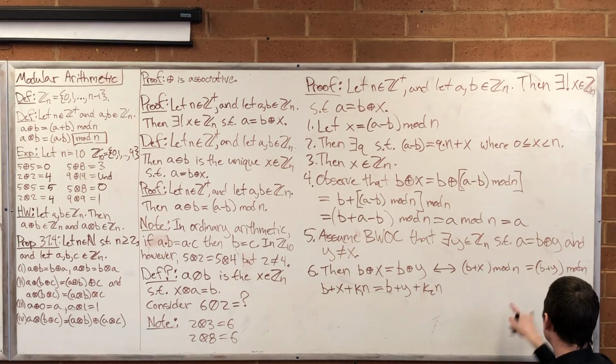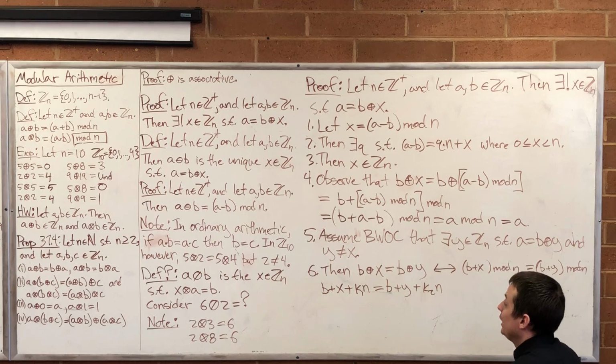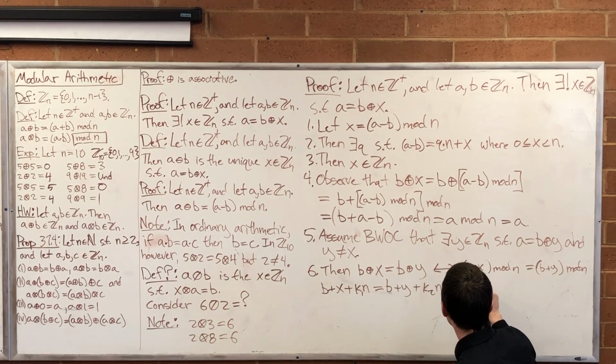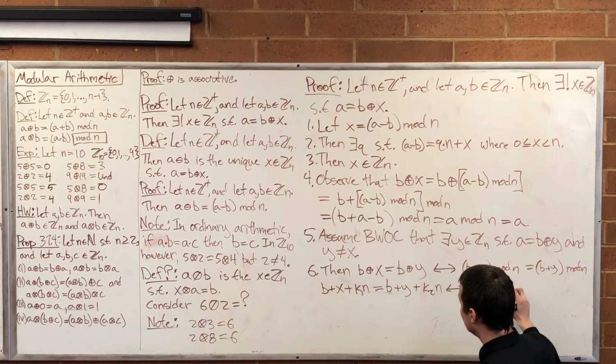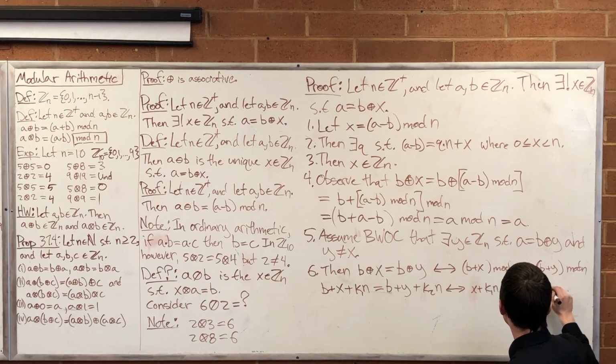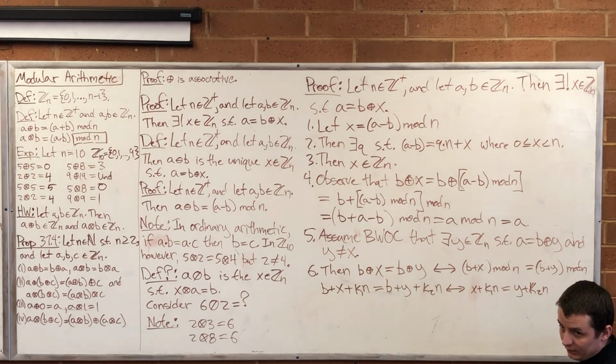You okay with that, to get rid of our mod n's? Yep. Okay. Now we can do good old-fashioned algebra. So this gives us that. Get rid of the b's. Now we can say that x plus k1 n is equal to y plus k2 n. Right? Yeah. Then when we mod both sides by n, then we're going to get x is equal to y.